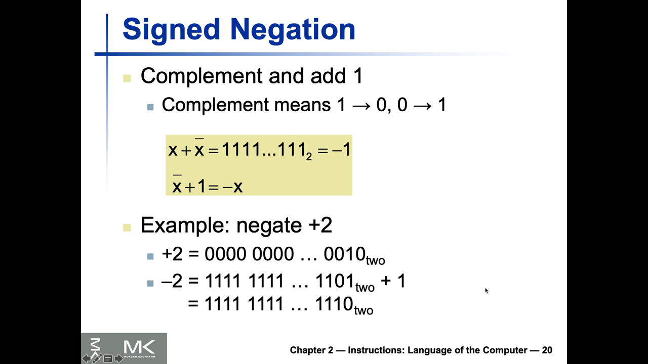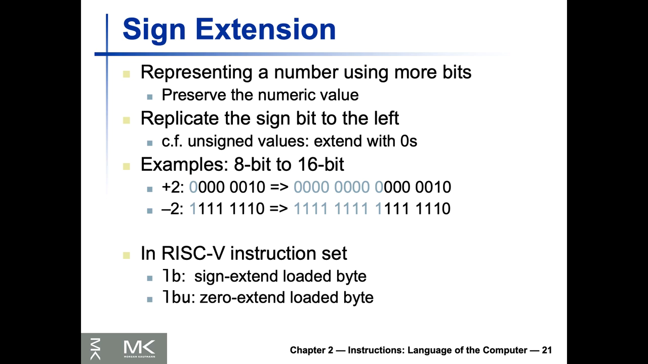So let me just wrap this up with the next slide. For sign extension, we have many conventions in different architectures. There are many ways that people have done it, but it's just a matter of having a convention and following through on that, right? So in RISC-V, the instruction LB is a convention for sign extend loaded byte, and LBU is for zero extend loaded byte. We're going to talk about this more next session.